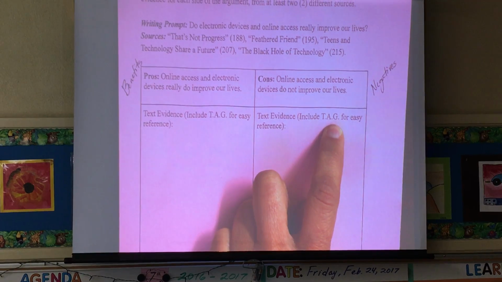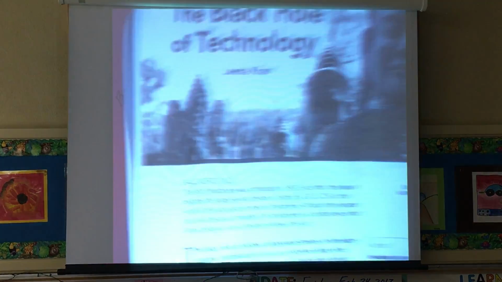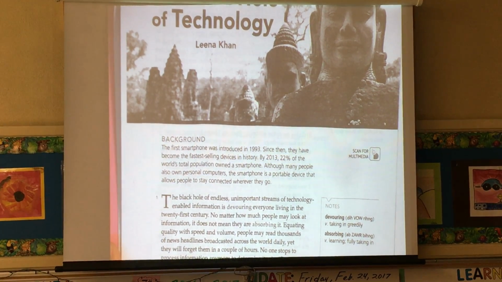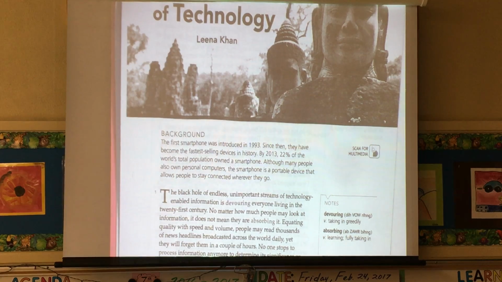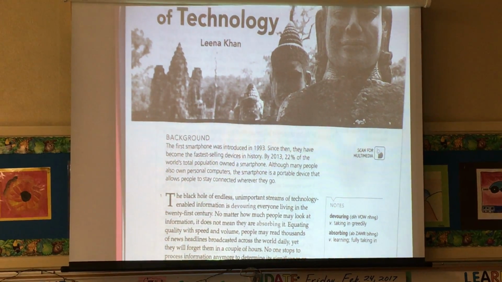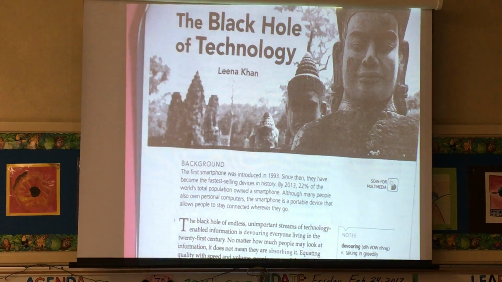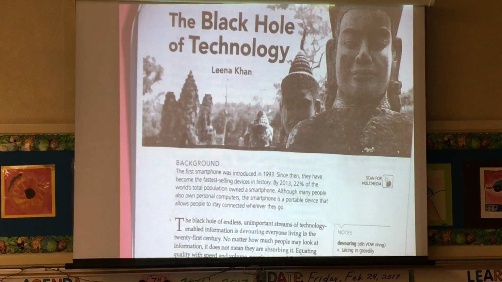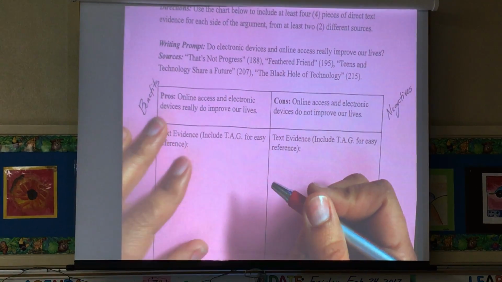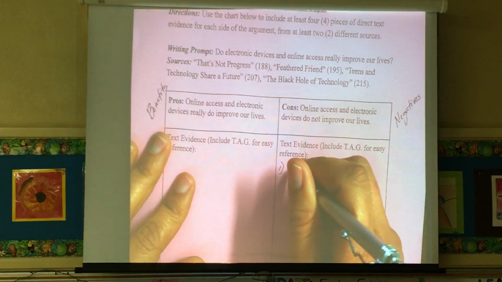So I'm going to start with, I know that in "The Black Hole of Technology," the author Lina Khan thought that instead of being with closed curtains, everyone focusing on their phones, texting, or looking at videos, we should be outside, enjoying the surroundings, really living your life, being free from attachment to any type of electronic device. So I'm going to start with the title, author, and genre. I want to number it so I know how many pieces of evidence I have.